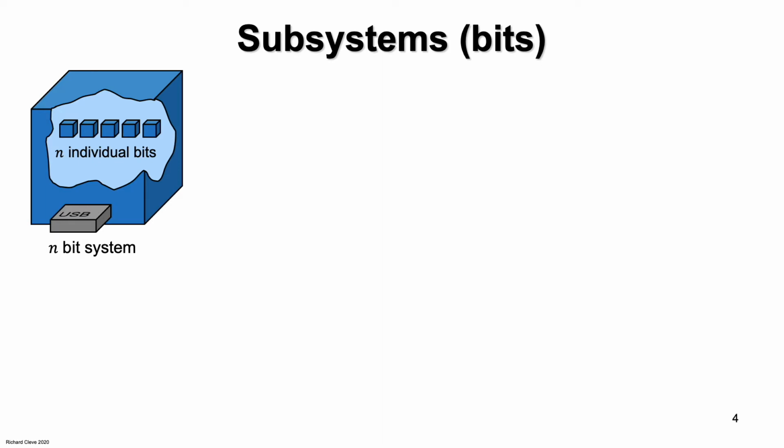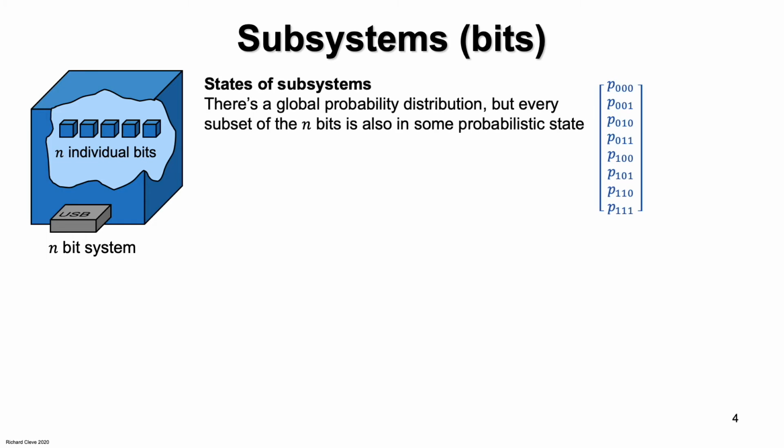We can consider the state of every subset of the n bits. We have a probability vector for the entire system. For 3 bits, it would be this 8-dimensional vector. What's the state of the first bit? The probability that the first bit is 0 is the sum of the first 4 probabilities. That is, all cases where the first bit is 0. And the probability that it's 1 is the sum of the last 4 probabilities. In this manner, we can deduce the probability vector for the first bit.